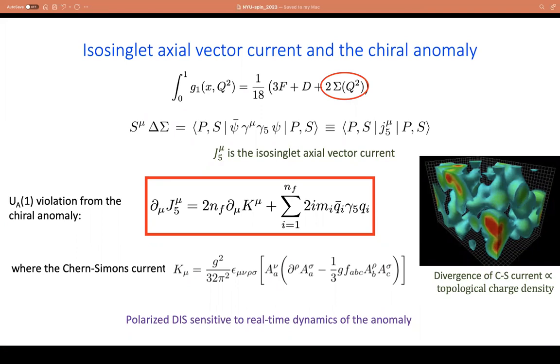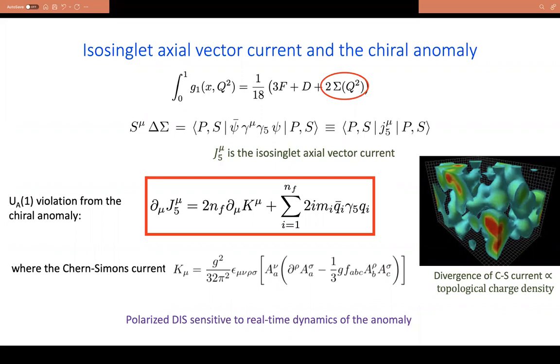Yeah, so I'm only talking about this isosinglet component, this first moment, right? And so the bottom line is that this quark helicity is related to the anomaly. So it's related to the divergence of the axial current, which is proportional to the topological charge.